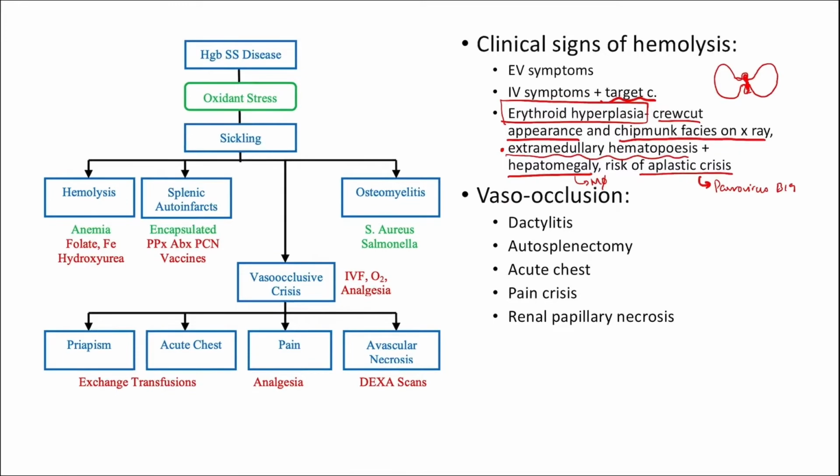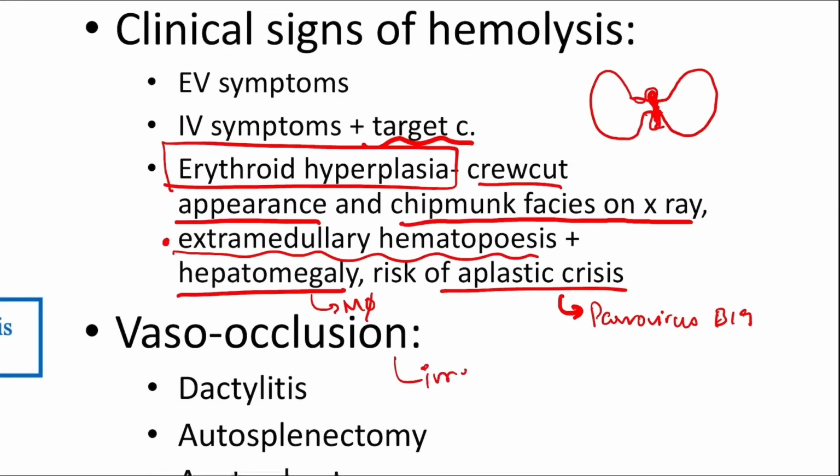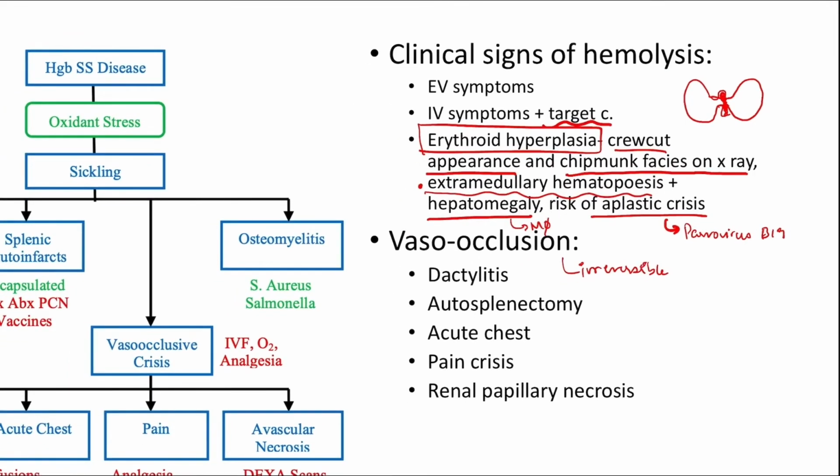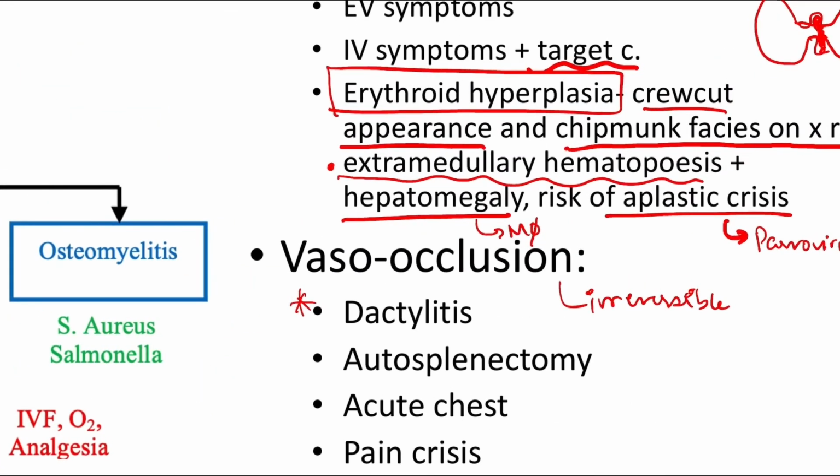And the second sign is when you have irreversible sickling. So in the later stages of these diseases, you should be able to see vasoocclusion. Now, in children, you should be able to see two very important things, right? You should be able to see dactylitis and you should be able to see infection. Dactylitis means that there's end organ infarction of the bones of the hands and feet causing swelling. And so classically the child would present with these symptoms of a swollen hand and swollen feet.